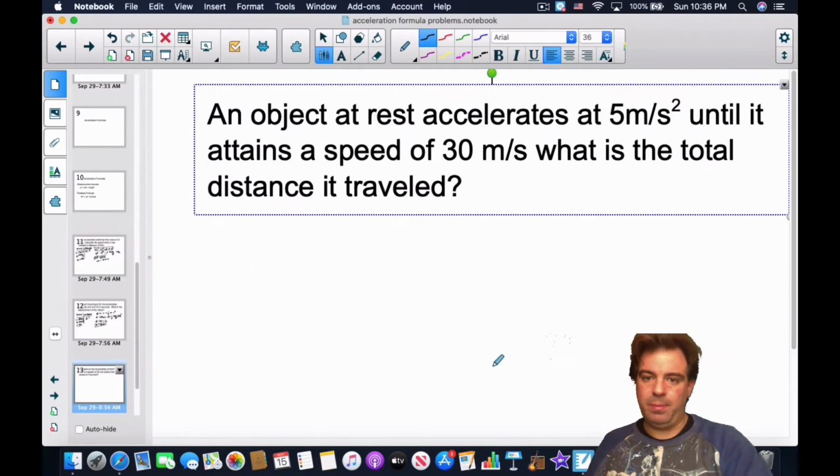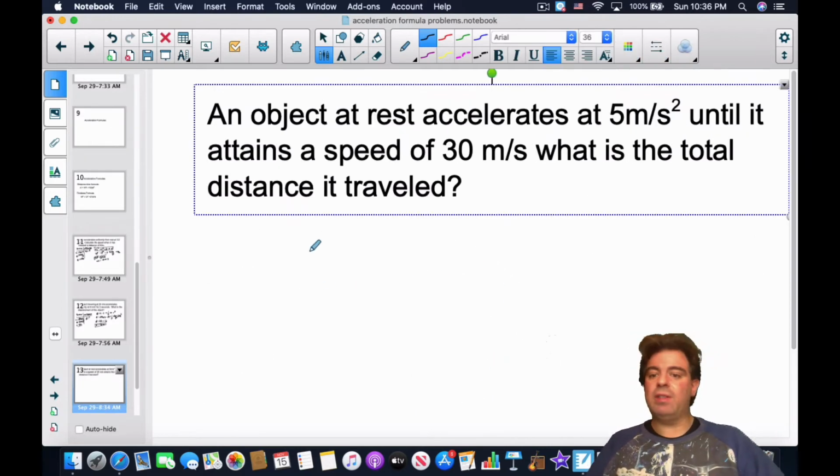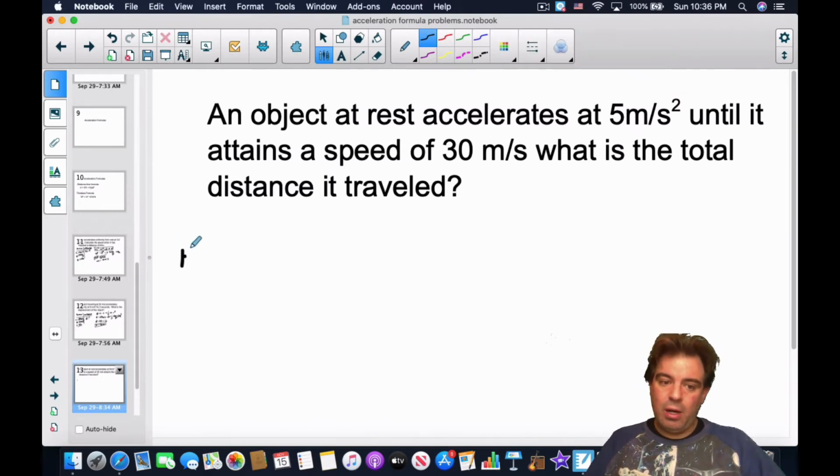Well, let's do another one. An object at rest accelerates at 5 meters per second squared until it attains a speed of 30 meters per second. What is the total distance traveled? So let's do again our T-chart of known versus unknown.